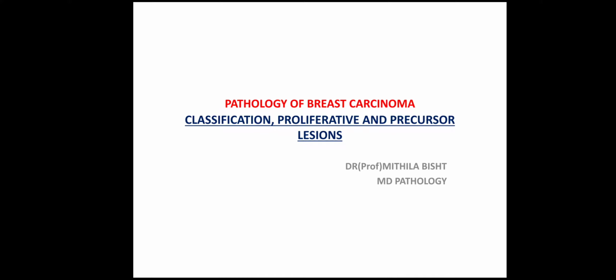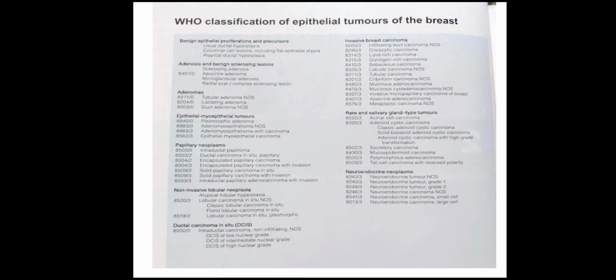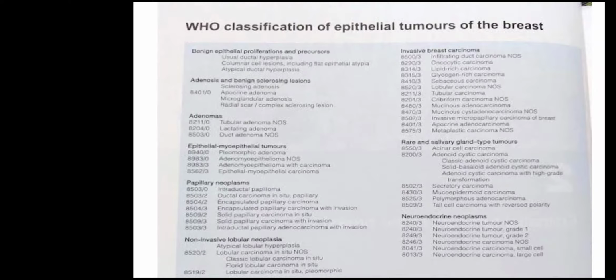Hello to all. So I'll be continuing with the pathology of breast carcinoma, and in this talk I'll be covering the classification, proliferative and precursor lesions of the carcinoma of breast. So this is the WHO classification of epithelial tumors of the breast, the latest one, and it has various categories. So this is the category that I'll be discussing today.